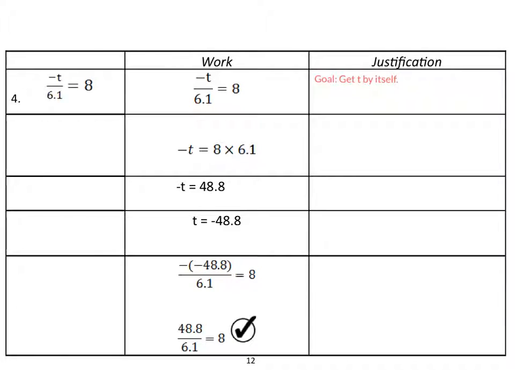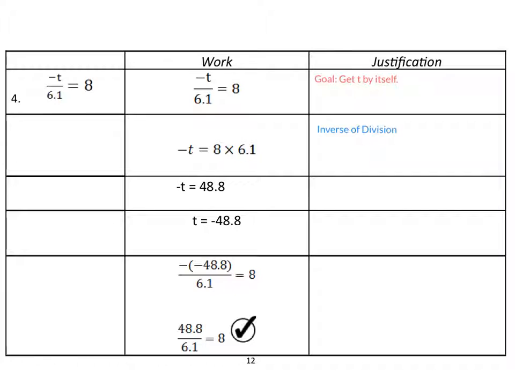And then how would we get t by itself? Well, we have to do the inverse. We have to look and see what are we doing between t and the 6.1. Well, we're dividing. So we do the inverse of division. And that means that we have to do multiplication. So we multiply 8 times 6.1, and that gives us positive 48.8.